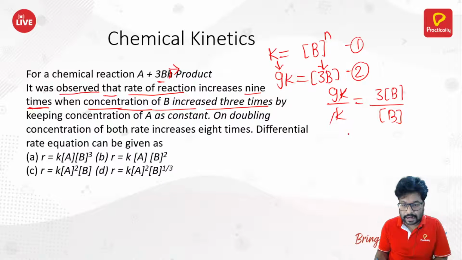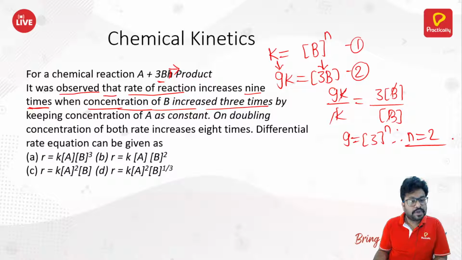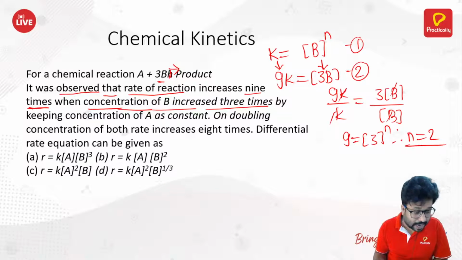So K gets cancelled. You get 9 is equal to 3 raised to N. That means this must be square of 3, right? Therefore N must be equal to 2. So as far as B is concerned, reaction is second order with respect to B. Okay. You just saw how we can calculate that.